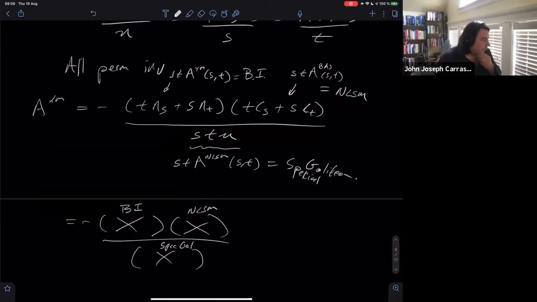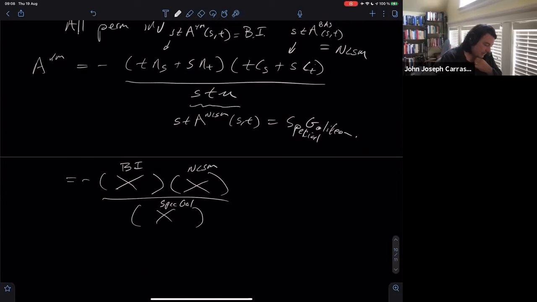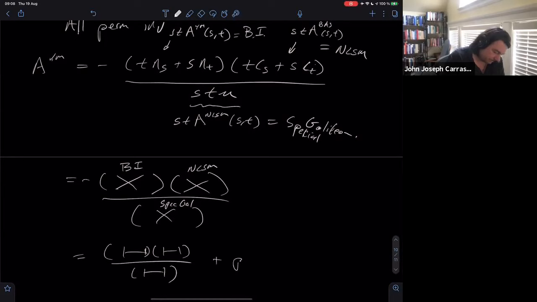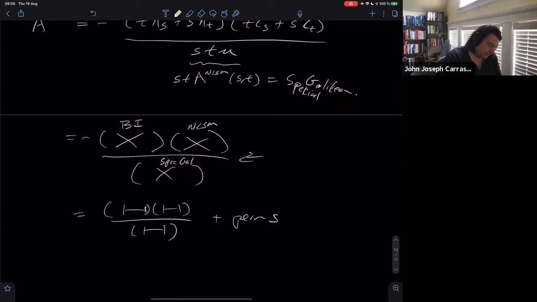Okay, great. And it's this same thing that we normally write in terms of adjoint type double copy. So you can think of this as a permutation invariant way of writing KLT at 4 points.